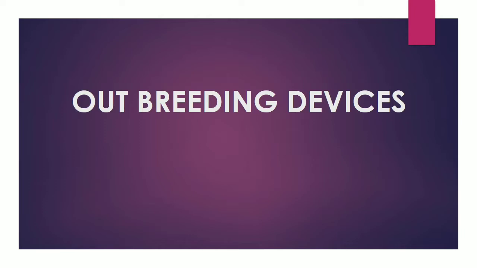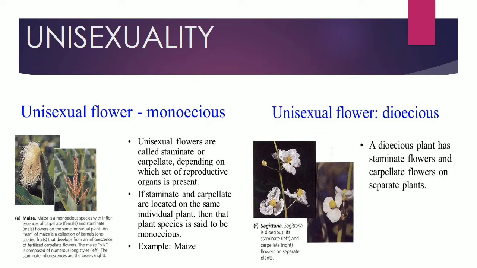Plants are developing many devices. These devices are called outbreeding devices. We will see one by one what they are and how they function. With respect to examples, you have to study, and different types of questions can be asked from this topic. The first example given in outbreeding devices is unisexuality.